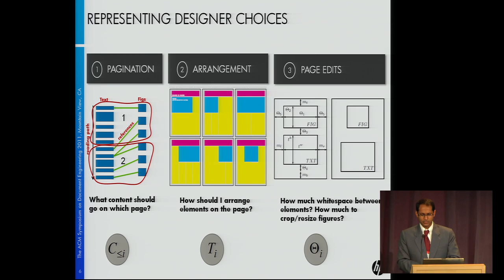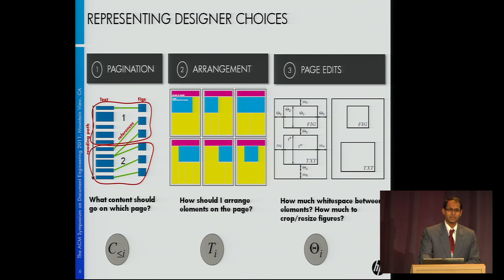Some of the specific things you can consider, for example, how much white space should be between elements and so forth. And this is also a random variable, because for every choice of parameters, you're going to have a different layout. For example, if I made theta 1 and theta 2 smaller, the figure is going to get smaller. If I made theta 3 larger, then you're going to have more white space on the page and so forth. And these are some of the design choices that we try to model with these random variables.